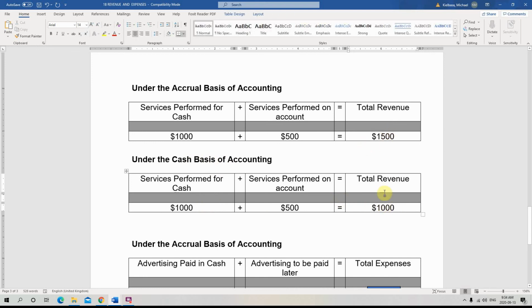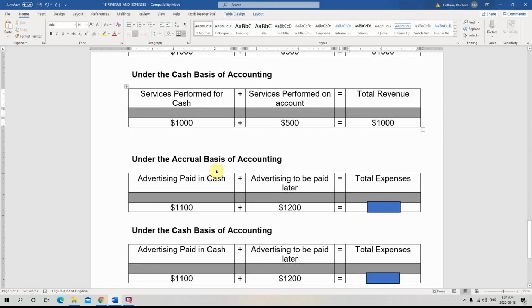Okay, so you'll notice that these two numbers differ depending on what basis of accounting I'm using. Now, we're going to primarily use the accrual, so just so you know that there is a different basis. Now, under the accrual basis of accounting, it's an expense when the cost is incurred, okay, not necessarily when we pay the cash. So advertising paid in cash is $1,100. Advertising to be paid later is $1,200. What's the total expenses? Again, this one is an expense because we incurred the cost. This one is an expense because we incurred the cost. So in this case, it's $2,300.